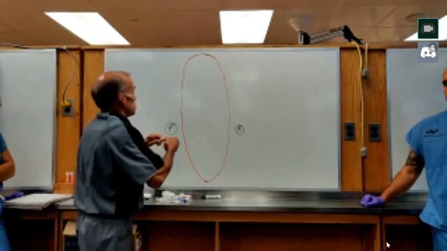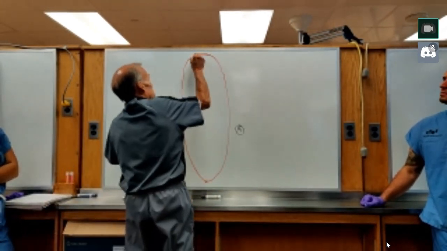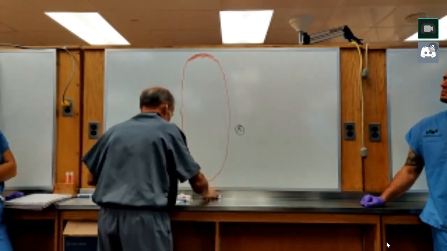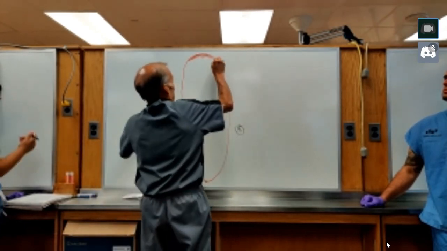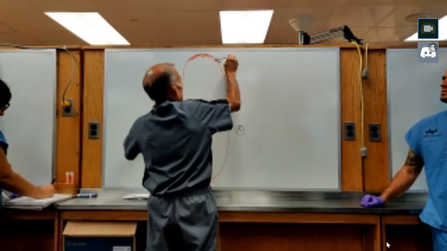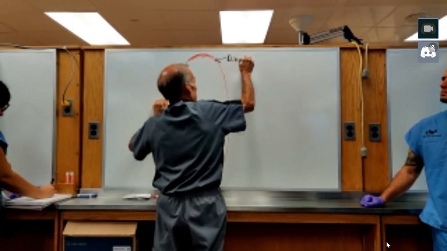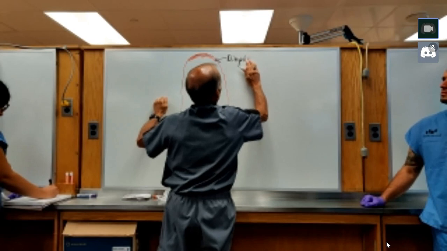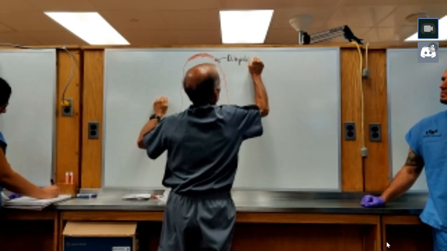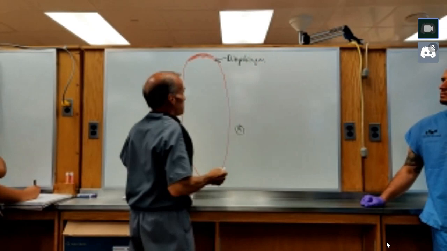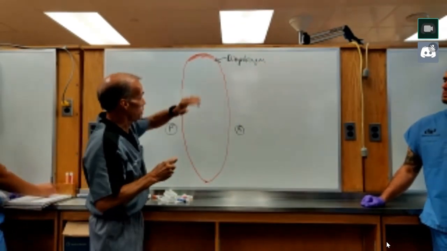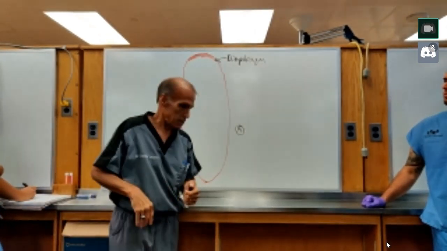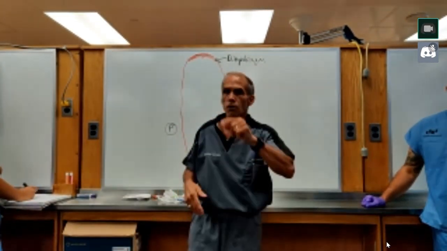Up here, just for the sake of orientation, I'm going to make it a little bit thicker. And we're going to call this the diaphragm. So we're going to use that sort of as an orientation, right? So anterior, posterior. Now I made a parasagittal cut.